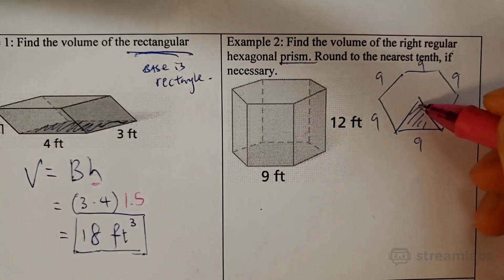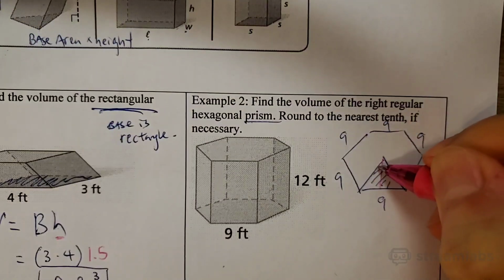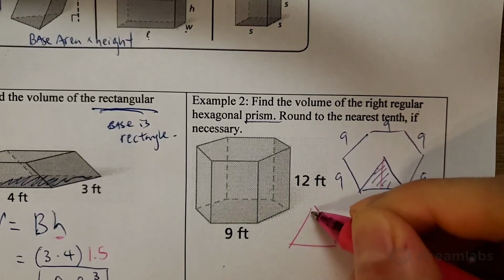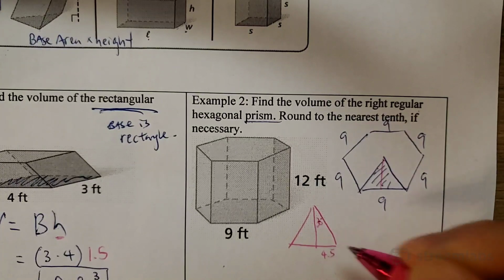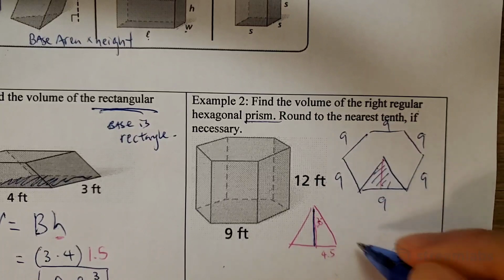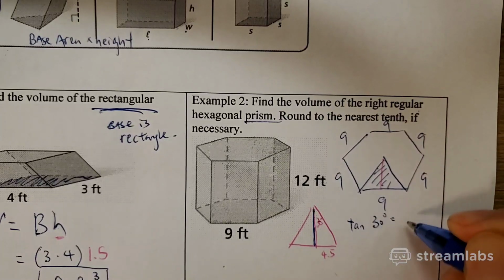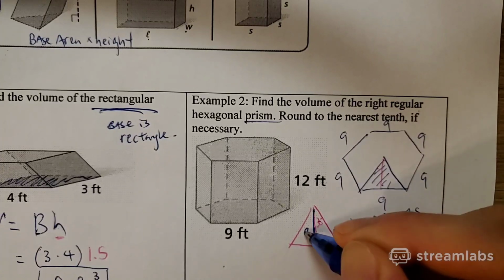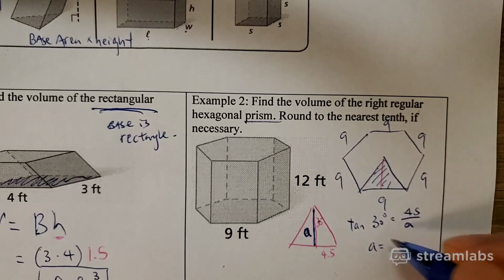So first of all, let's look at this triangle. If you zoom in a little bit, this is 60 degrees, right? Here, I'll write it out. 60 degrees, if you cut in half, is 30 degrees. So 4.5 here. You're going to find the bottom. So you say tangent 30 degrees equals 4.5 over A, where A is the apothem.